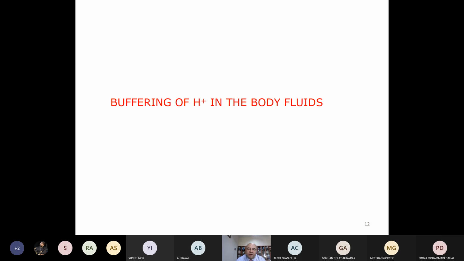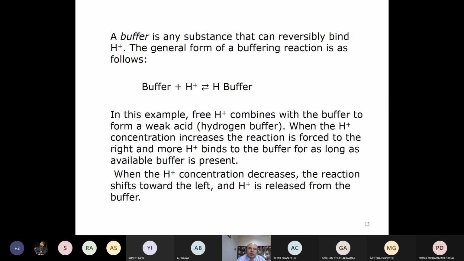Now, buffers in the body fluids. What is a buffer? You know, cars have a bumper, or buffer. When you hit something, it will be broken. You can replace it. It's not so important. It is made mostly of plastic. So it protects your car. Like that, a buffer in the body is any substance that can reversibly bind to hydrogen.